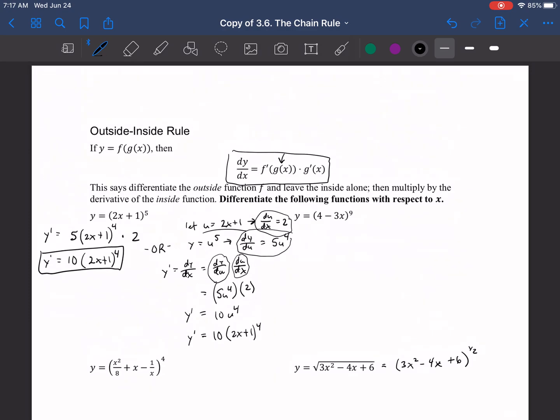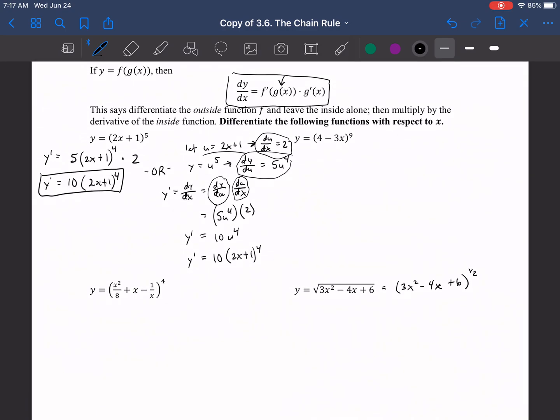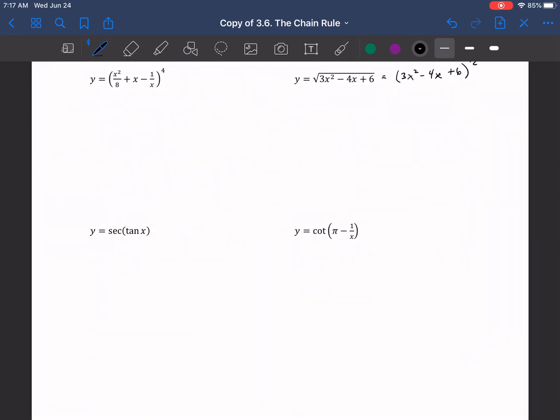Because with this one, if you were really pressed to try and do it, you could expand that out 9 times. It'd be really difficult, but I guess you don't necessarily have to use chain rule. But definitely for these trigonometric ones, you're going to have to use it. So let's take a look at this one. Secant of the tangent of x.